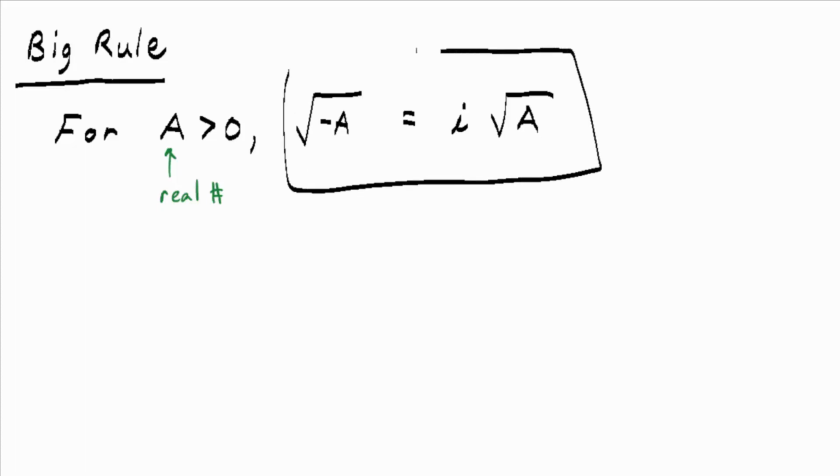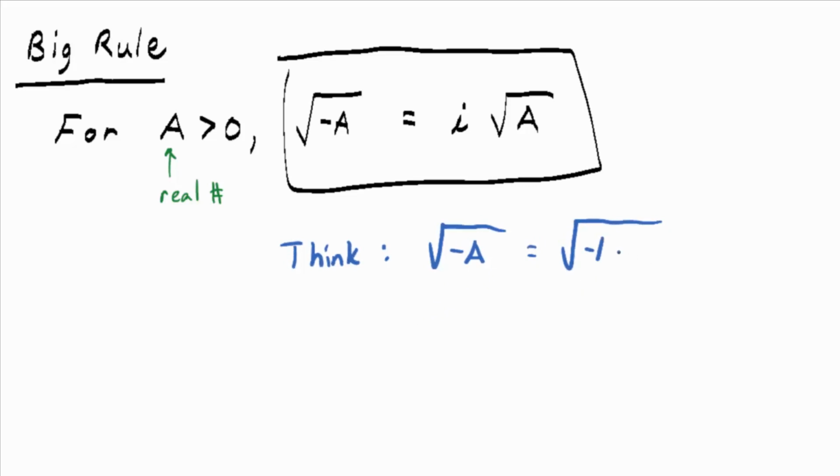That's the big rule. So where does this come from? Well, think about it this way, and it might make sense to you. You could think of the square root of negative a as the square root of negative 1 times a, right? And then if that property holds that you can break up the radical over multiplication, don't you get the square root of negative 1 times the square root of a? But what's the square root of negative 1? i. So that's all we're saying. The square root of negative a is equal to i times the square root of a. In other words, you poke the i out.